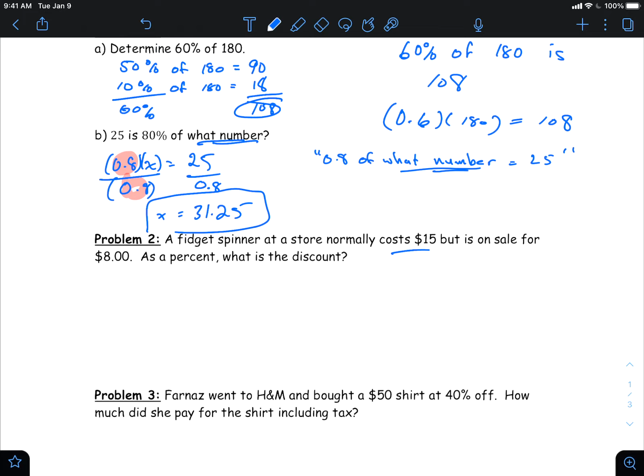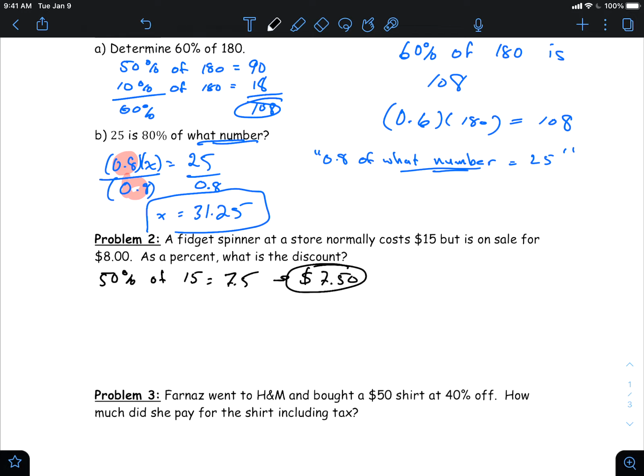So normally, this fidget spinner costs $15, right? What I tried doing earlier: what's 50% of 15? Same approach as number one. So let's say you were doing this in your head, or on paper without a calculator. 50% of 15 is what? 7.5, right? In relation to dollars and cents, 7.5 would be $7.50. We're pretty close to the $8, but not there.